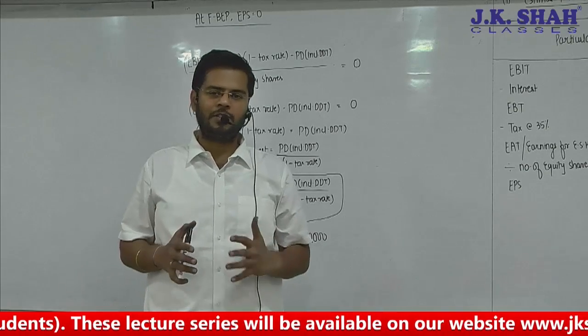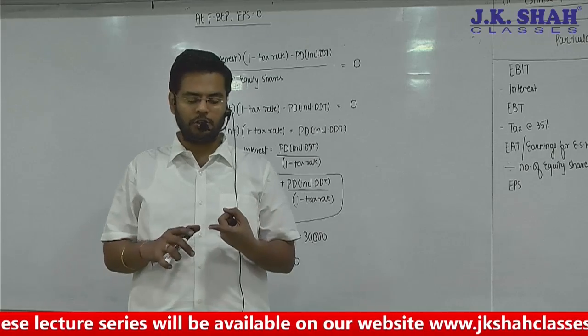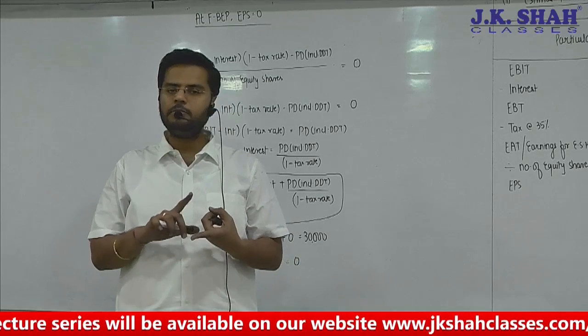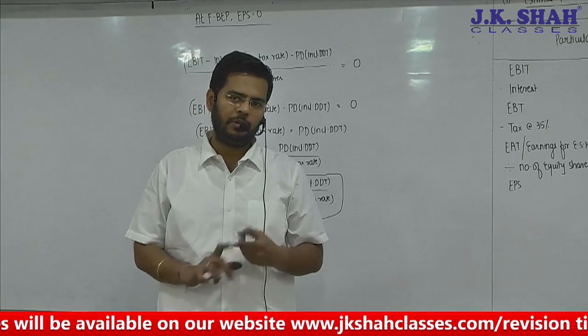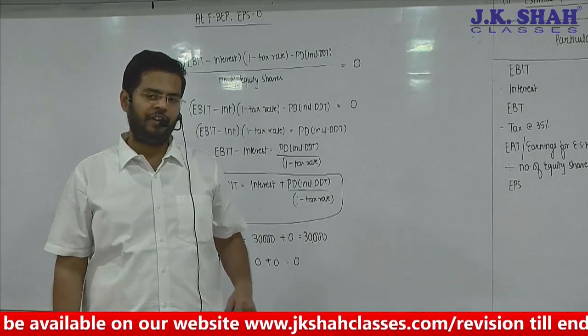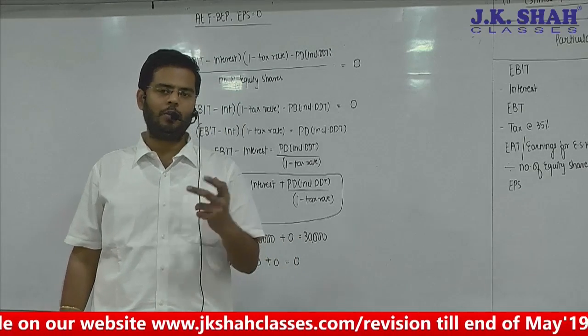Maximum 3 types of sums can come in the exam out of this syllabus of chapter capital structure. Select the plan, compute the indifference point, and the financial break-even point. Is that okay? Fine. So once this is done, then we can move ahead with the second one, question number 2.